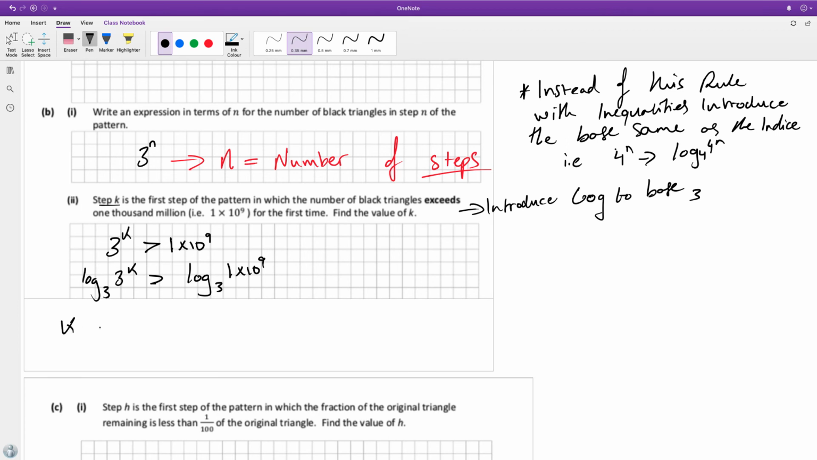We have k times the log of 3 to the base 3 is greater than the log of 1 multiplied by 10 to the power 9 to the base 3. Log of 3 to the base 3 is 1. So k is greater than the log of 1 multiplied by 10 to the power 9 to the base 3. K is greater than, what are we getting?